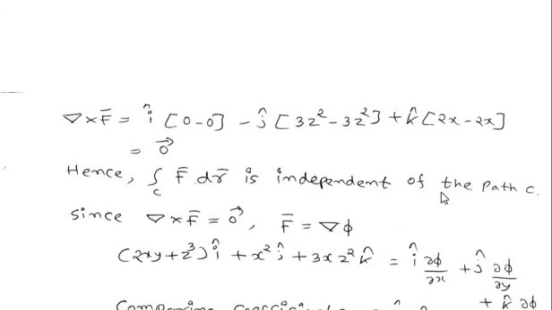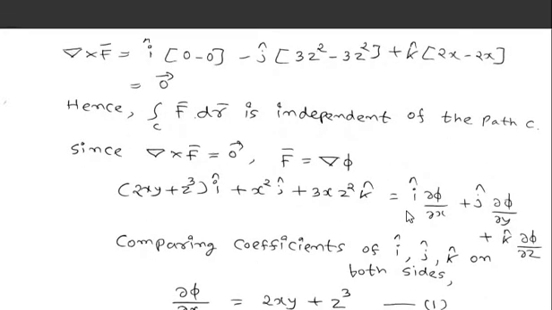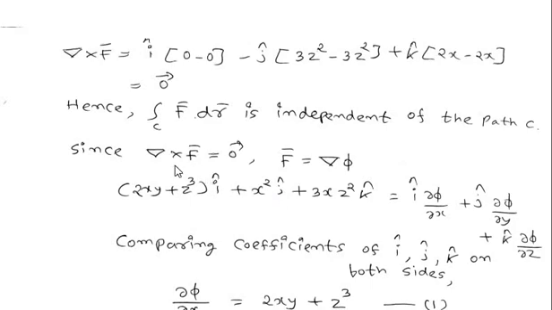If the given line integral is independent of path C, that is, if the curl of a given vector field is 0, then we have one important result, that is F bar equals del phi. With the help of this condition, we will be in a position to find the scalar potential function phi. F bar, that is this vector field, equals del phi, and del phi means gradient phi, that is del phi by del x i cap plus del phi by del y j cap plus del phi by del z k cap.